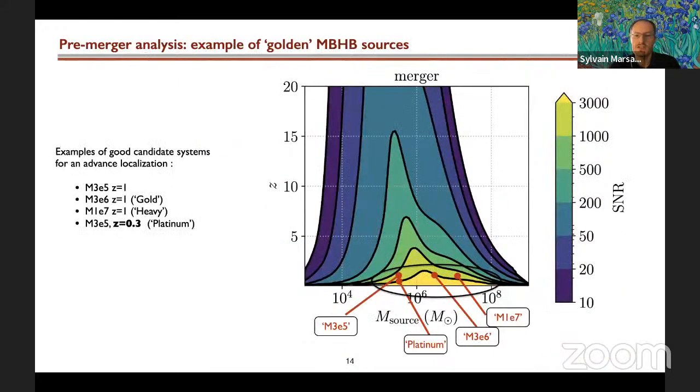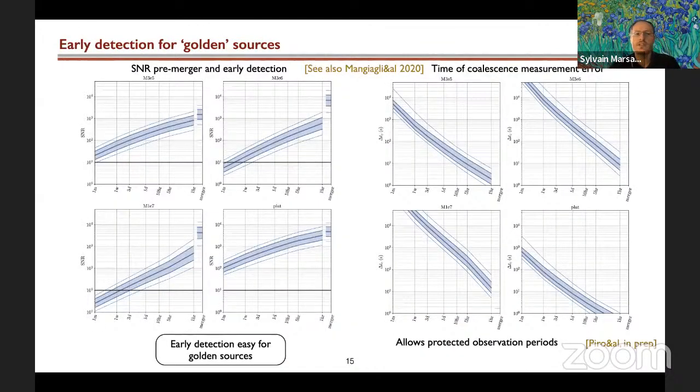Next, I'm going to present a few results about pre-merger analysis this time. Pre-merger localization is much more challenging to do with LISA than post-merger, as I've illustrated with the level of SNR that you have pre-merger versus post-merger. So for this study, we just focus on some golden sources that are extremely favorable at redshift 1 and one that we call a platinum source at redshift 0.3. This is the best part of the LISA parameter space, as illustrated on the right. If you look at accumulation of SNR with time and uncertainty about the time of merger as a function of time, you can see that it's easy. You detect them comfortably in advance, and you can also locate the time of coalescence comfortably in advance. It's very important for instrumental aspects: we want reserved periods of quiet data when the merger happens. So this is relatively easy to do for these sources.